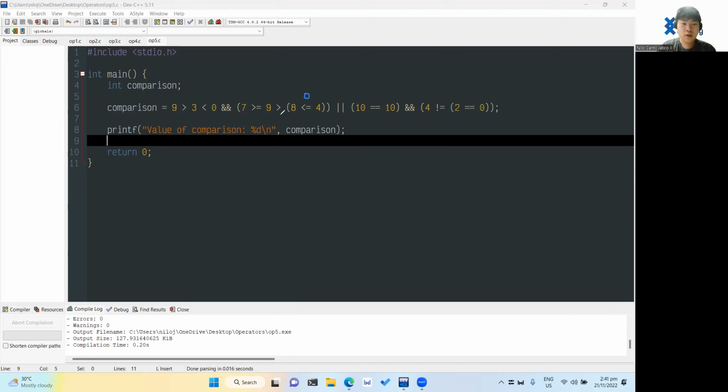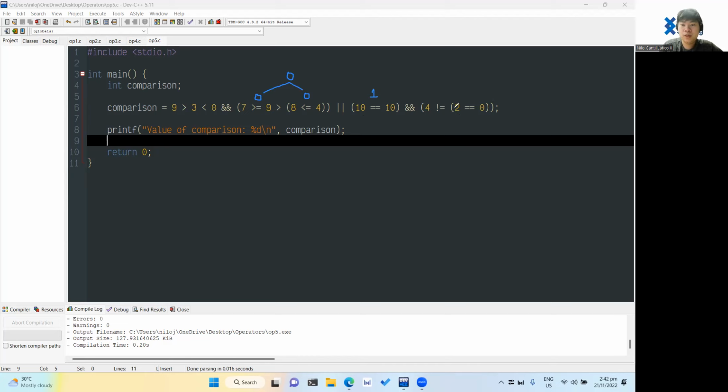Then we have two relational symbols here. So we solve them from left to right. So is 7 greater than or equal to 9? The answer is false. So this one will give 0. And is 0 greater than 0? Obviously not. So the answer is 0. Okay, now we solve for this one. Is 10 equal to 10? Of course. So the answer is 1.